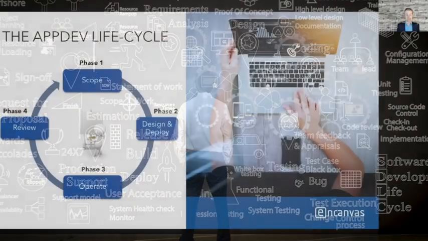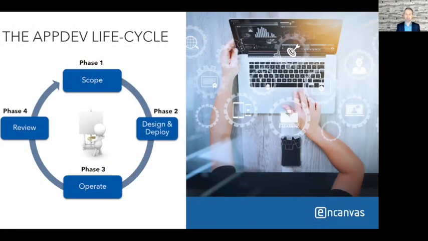Just like humans, applications have a life cycle. It begins with the scoping of the application, understanding what it needs to do, who it's for. It then moves on, having defined the requirements, into a development mode, designing the application and eventually deploying it.